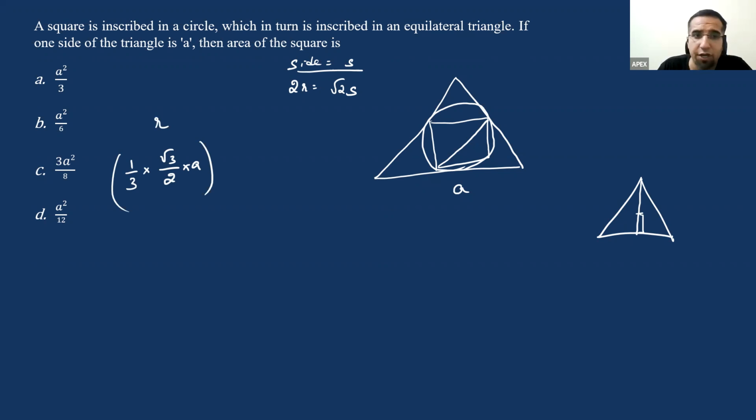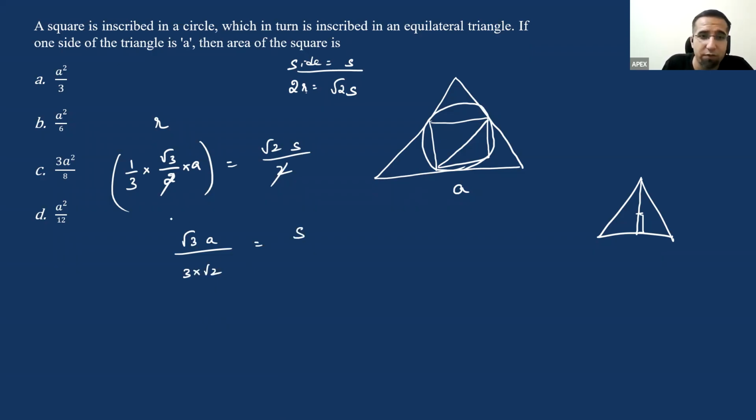Clear? That is the radius of the in circle. Now this radius of in circle, clear? Or I can say R is equal to root 2S by 2. Now this in radius is equal to root 2S divided by 2. So this 2 and this 2 get cancelled. Clear? Eventually we have what? Root 3A divided by 3 into root 2 is equal to S.